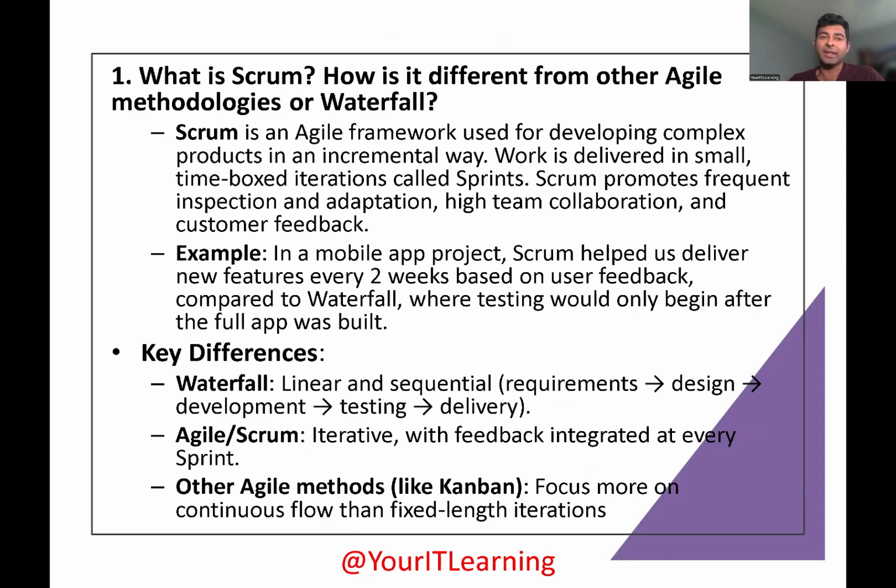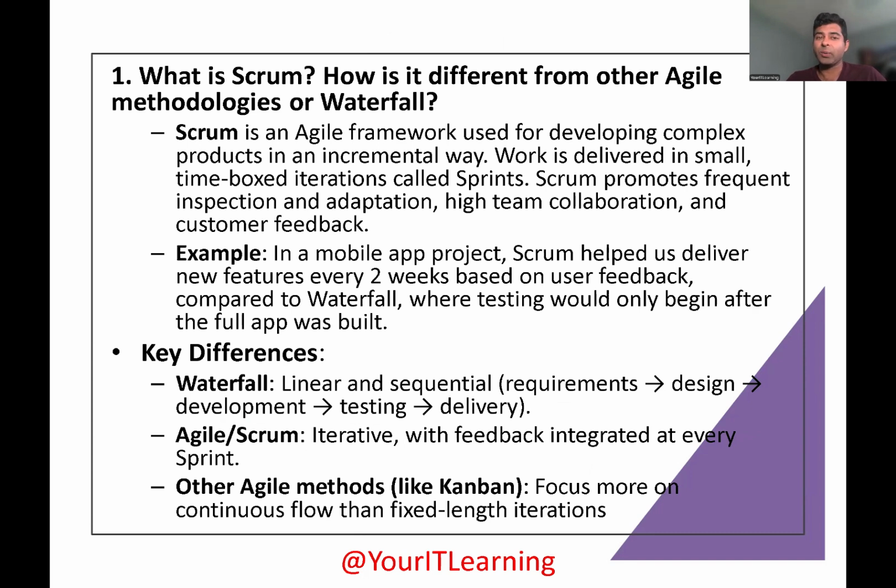So the first question, as I said, what is Scrum? How is it different from other agile methodologies or waterfall? So Scrum is an agile framework used for developing complex products in an incremental way. That's why agile is so popular, because it brings a product every iteration, every sprint. Work is delivered in small time-boxed iterations called sprints. And whenever the work needs to be delivered in small pieces, it's easy to create, easy to build.